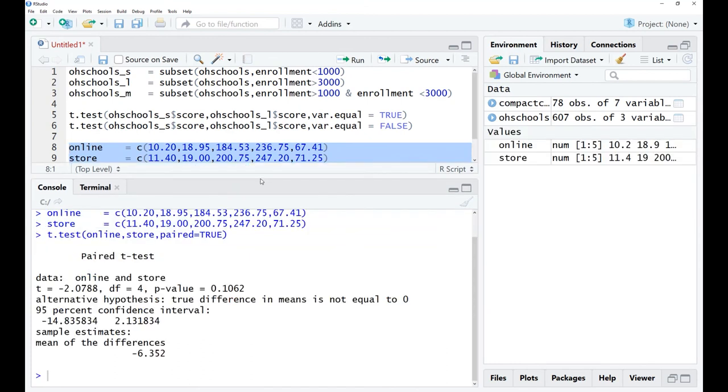And when you execute this, you now see that the p-value is 0.1062, which means you are failing to reject the hypothesis that there is a difference between the prices in the online store and the prices in the bookstore. Note that you also have the difference, the mean of the difference is about $6. Now note that this is also a very small example. So let me move to a slightly more complicated example.